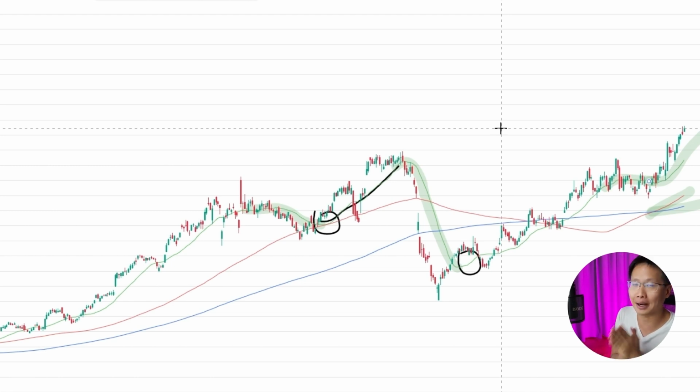All right, so let's move on to step number 3. So step 1, the market structure, the longer term trend, higher lows and higher highs. Step 2, the short term trend. I hope you got that. We look at the 20 days moving average.